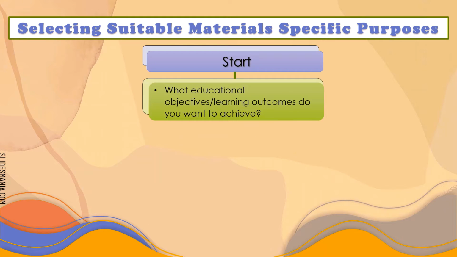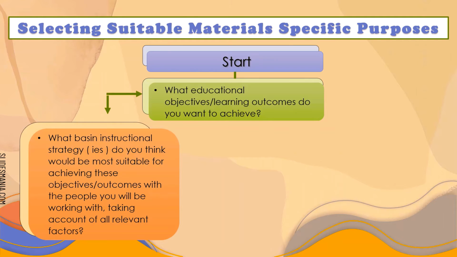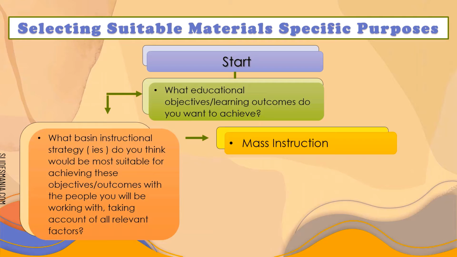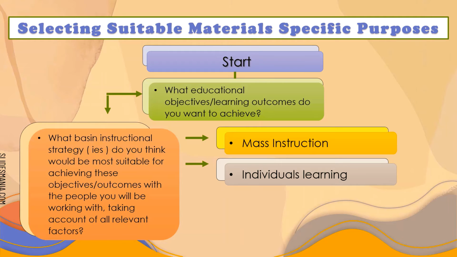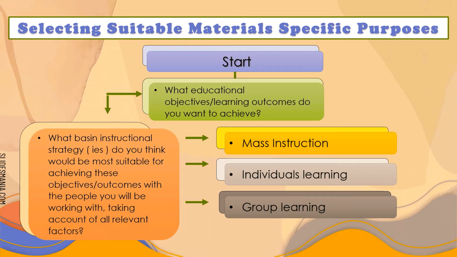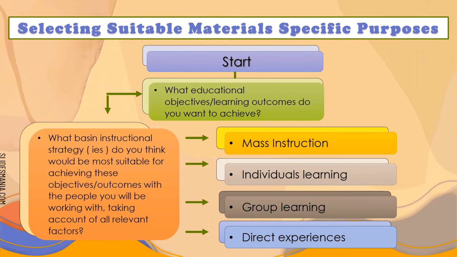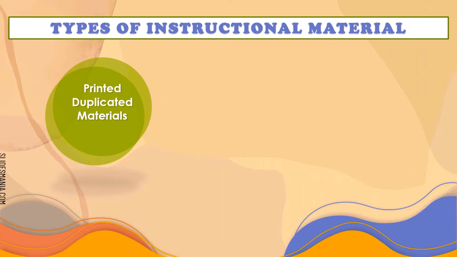In selecting suitable materials for specific purposes, you should put in mind what educational objectives or learning outcomes you want to achieve. What basic instructional strategy or strategies do you think would be most suitable for achieving these objectives or outcomes with the people you will be working with, taking account of all the relevant factors? Mass instruction, individual learning, group learning, direct experiences.